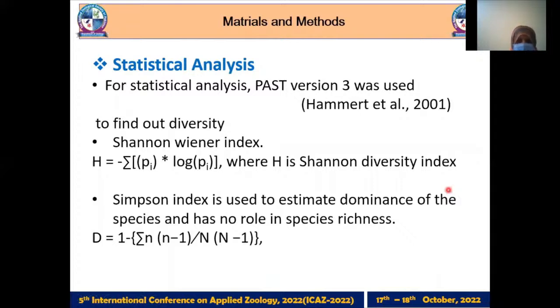For statistical analysis, version 3 was used to find the Shannon diversity index, where H is the Shannon index, having a formula of this. The Simpson index is used to estimate the dominance of the species and has no erroneous species richness. And the Simpson index formula is this one.